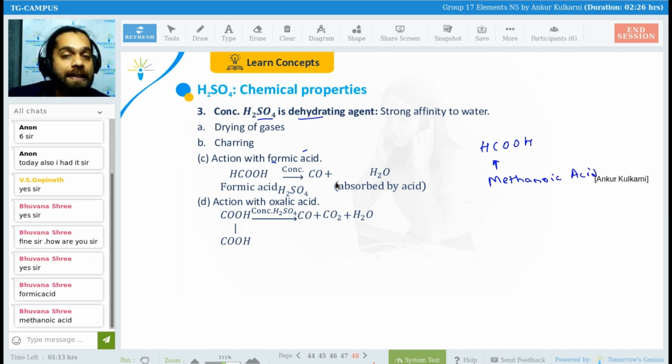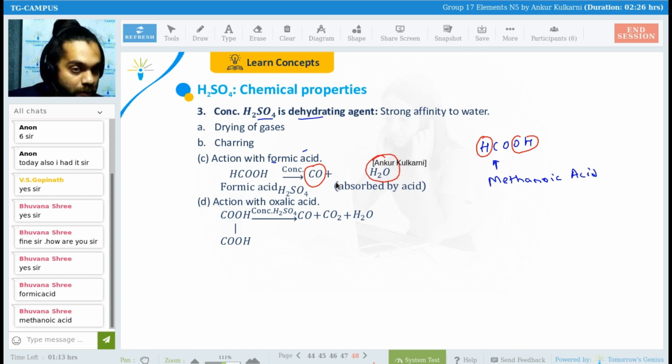Clear? So as I told you, H2SO4 is a dehydrating agent. Dehydration means what? That means loss of water. We drink water, correct? Because dehydration means loss of water. So whenever dehydration occurs, what will happen? OH and H go away. What is left behind? The CO is left behind. That's why you have got carbon monoxide and H2O. Is it clear, everyone? Yes, it acts as a dehydrating agent.